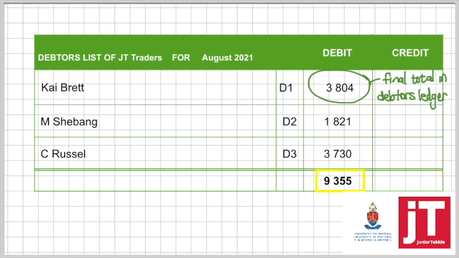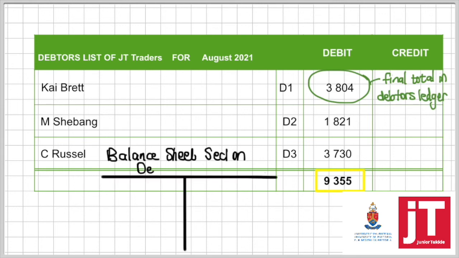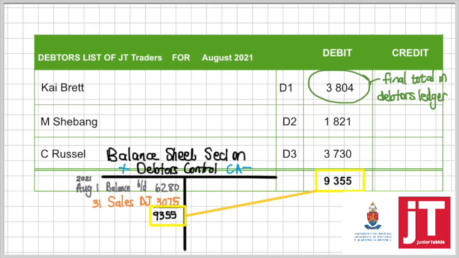Now, our checking measure is that this 9,355 must be the same as our balance sheet account section or the debtors control account. So if we look at the debtors control account that we've already done, we had a balance of 6,280 and total credit sales of the month of 3,075, which gives us a final total of 9,355. And it is equal to our debtors list. So we know that we've posted correctly and everything is in order. So we didn't make any mistakes and we are fine.